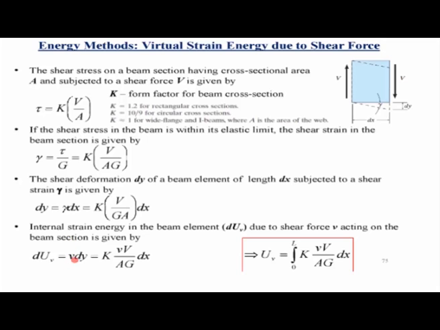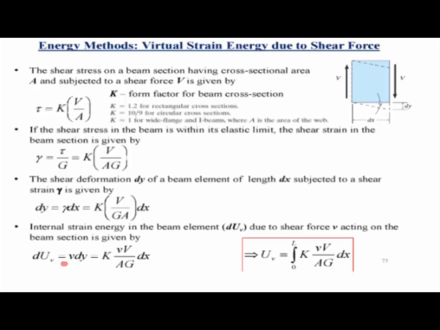The internal strain energy due to the virtual load undergoing deformations due to actual shear, the actual shear deformation is Kv by Ga dx, or in other words dy. So this is the shear due to virtual load, and this is the deformation due to the actual shear, or actually due to shear due to the actual loads. So here you replace dy by this term Kv by Ga.